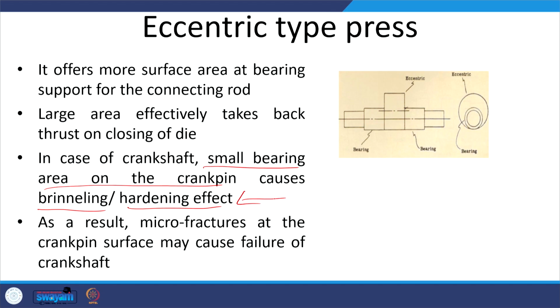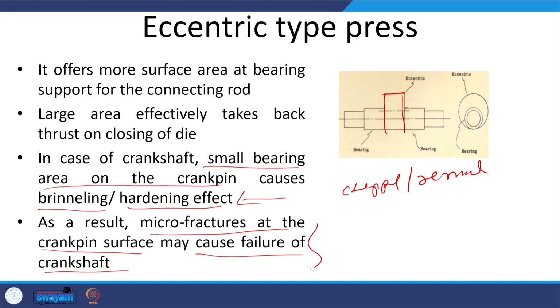So, the hardening effect leads to chipping or the removal of the material in the form of fine particles, due to the continuous hardening or the brinelling effect. But the surface area of the eccentric is large, therefore the brinelling effect is minimized in the case of the eccentric type of presses. As a result, microfractures at the crank pin surface cause the removal of the material and eventually failure of the crankshaft.